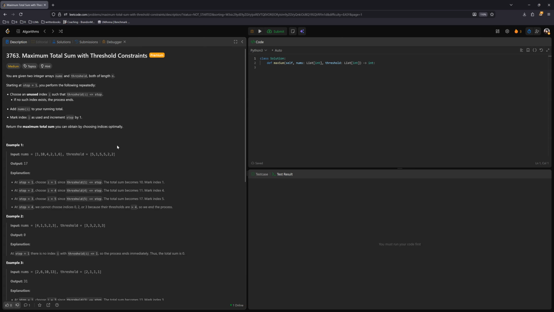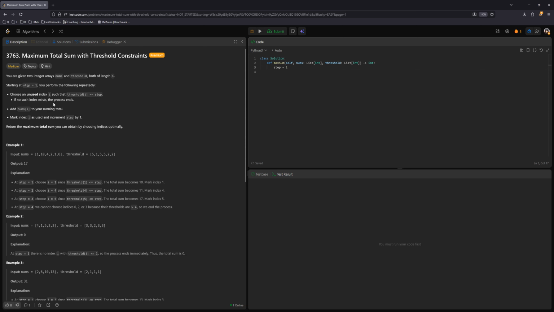Threshold I is less than step. Am I missing something? I feel like I have one too many variables and I don't know what to do with it. Okay, starting at step equals 1. We have that one down. Step equals 1. Let me get my coat off. It's hot in here. Okay, step equals 1.